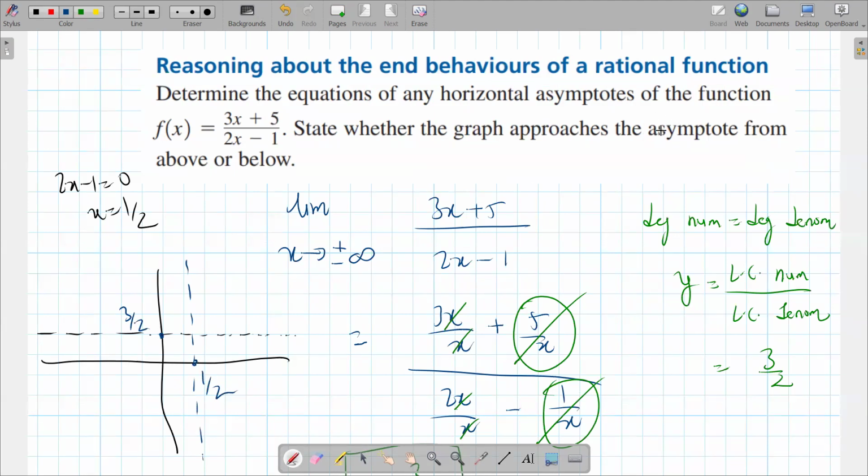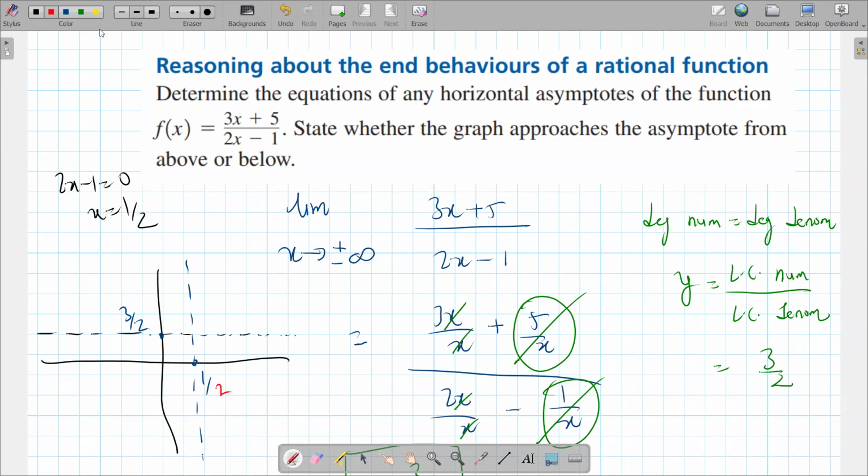Now the question says whether it approaches from above or below. So there's only two possibilities here. Either your graph looks like this, or it looks like this. That's one possibility. The other possibility is you have 1 here, you have 1 here, okay?